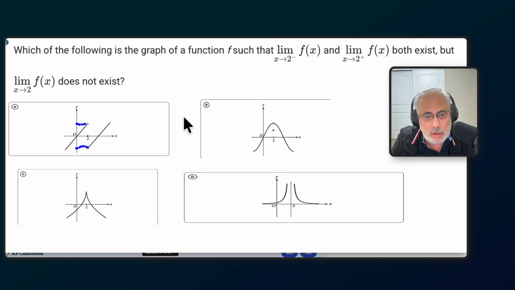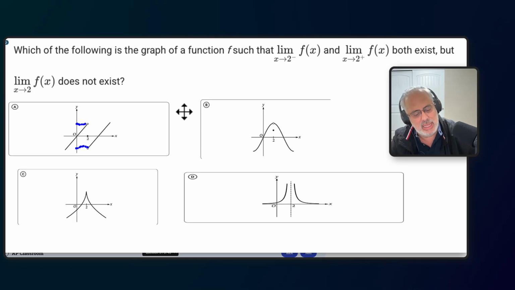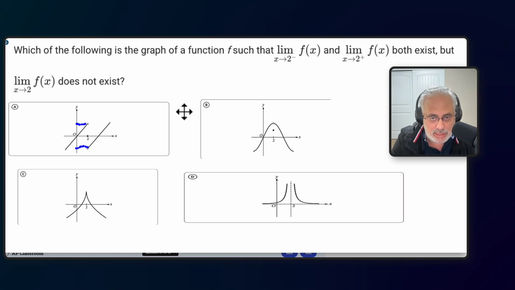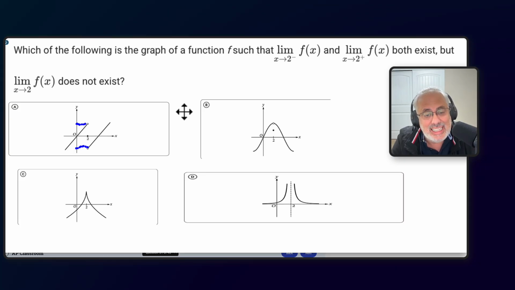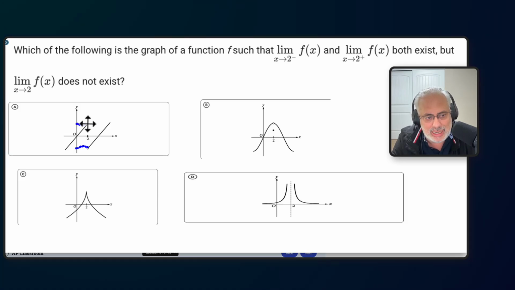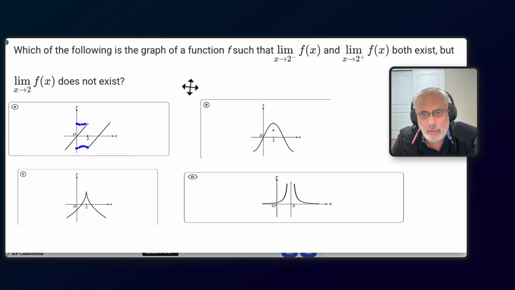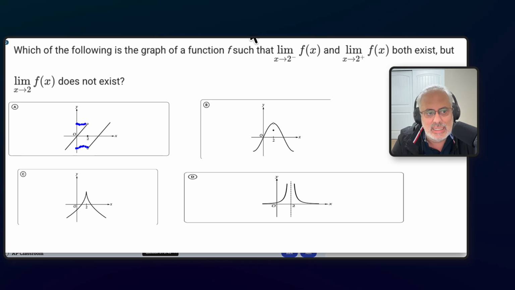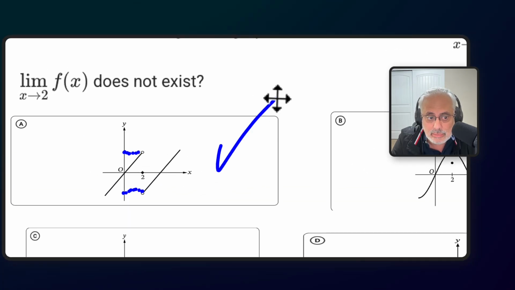The problem is that in order to have a limit, we need the limit from the right and the limit from the left to be equal. In this particular choice A, when we approach 2 from the left, the function approaches a positive value, and when we approach 2 from the right, the function approaches a negative value. Because the two-sided limits are not the same, the limit does not exist. And this is the answer.